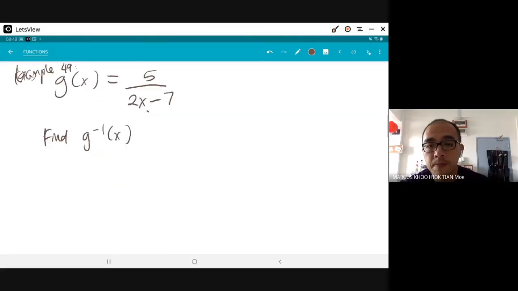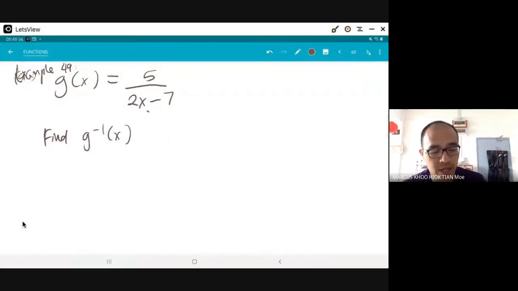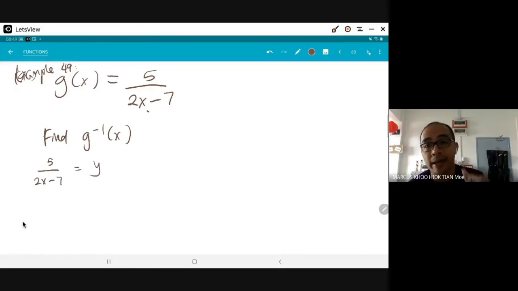Okay, let's try. Let's say I use the method that Terence used just now. He sets it equal to y: 2x minus 7 equals y. So he wants to move things around to get x. Okay, that works. First, we flip the sides. So I get 5 over y equals 2x minus 7. I swap the places first.